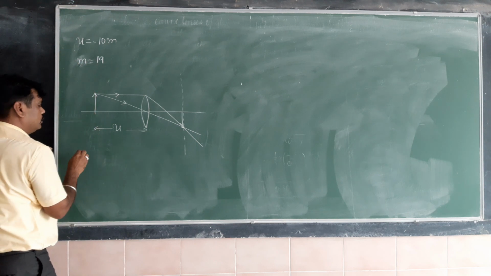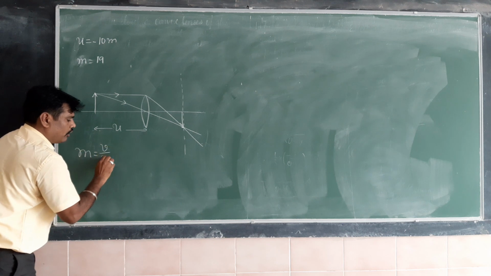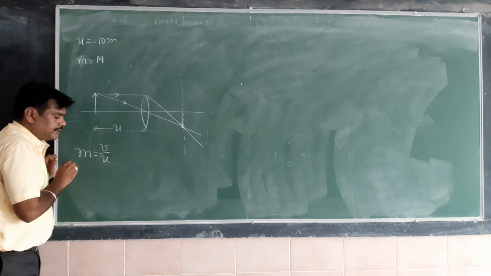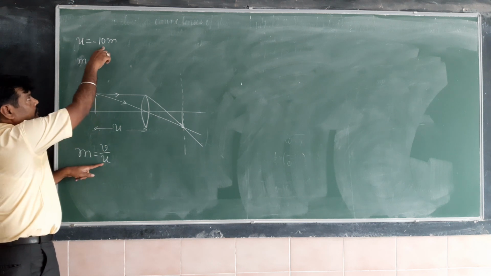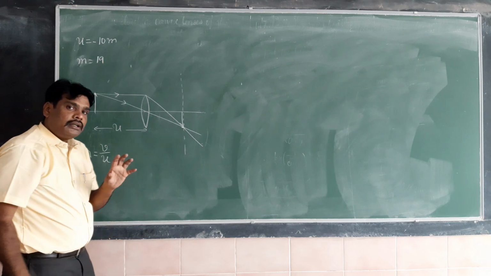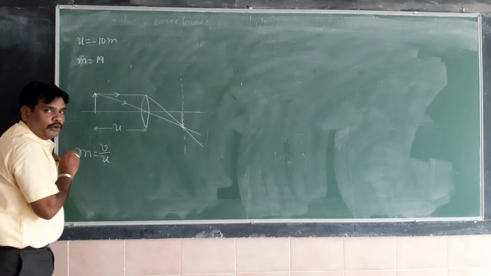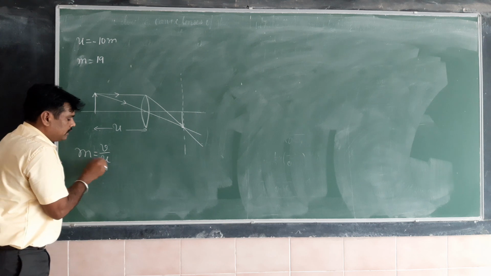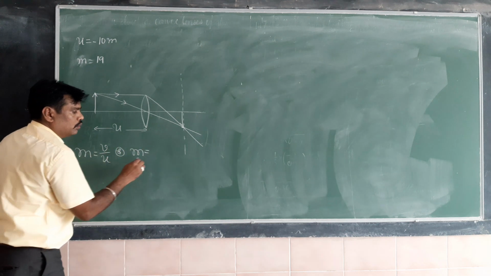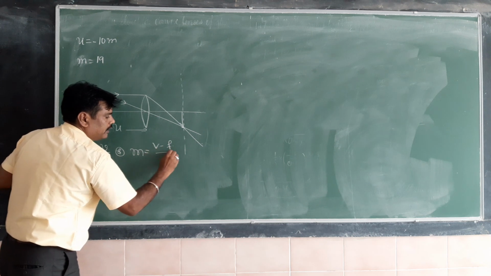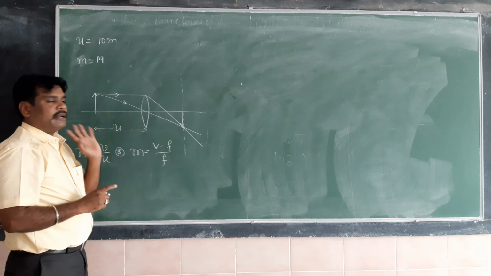So magnification, you know that m is equal to image distance divided by object distance. See here, image distance is not given, only object distance is given. In the previous videos, in the theory, I explained that with the help of focal length one can find the magnification. It can also be written as magnification m is equal to v minus f divided by f. So this is the formula you have to remember to solve this type of problem.